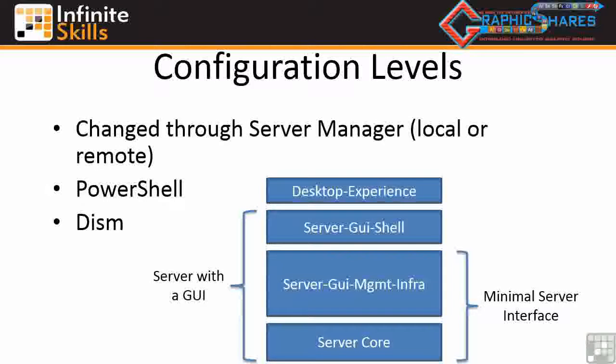In this lesson, we're going to cover how to move between the various configuration levels using Server Manager, which could be local or remote, providing I have the management infrastructure installed to use Server Manager locally. So if I was running in server core mode, I would not be able to leverage Server Manager because there is no management infrastructure. We can use PowerShell to change our configuration level using the various Install-WindowsFeature and Uninstall-WindowsFeature PowerShell cmdlets.